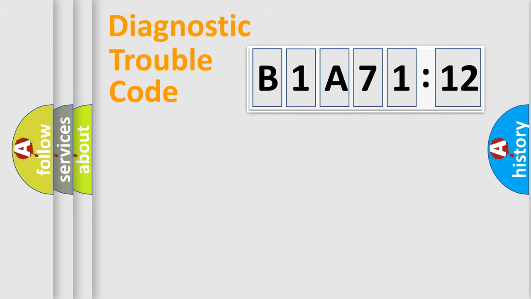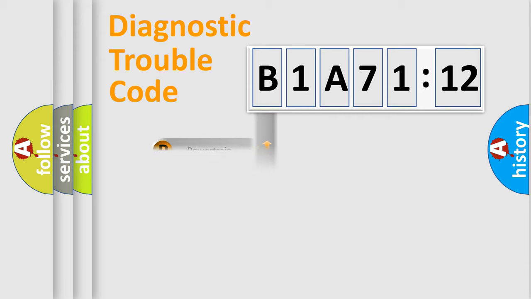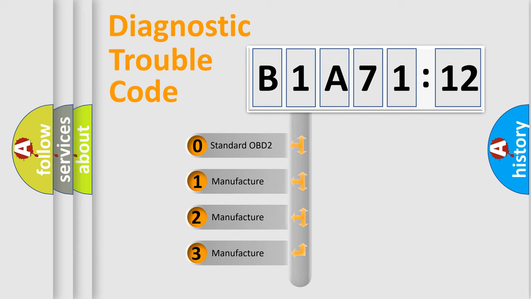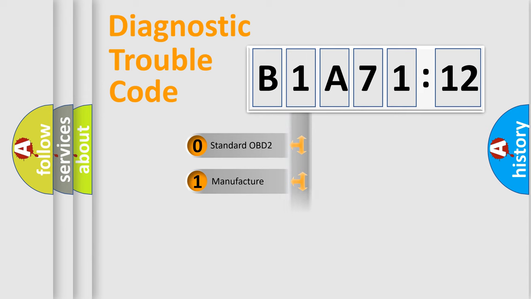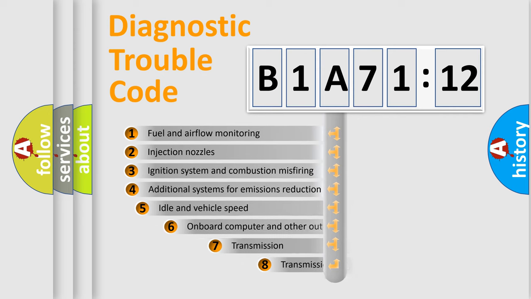Let's do this. First, let's look at the history of diagnostic fault code composition according to the OBD2 protocol, which is unified for all automakers since 2000. We divide the electric system of the automobile into four basic units: powertrain, body, chassis, network. This distribution is defined in the first character code. If the second character is expressed as zero, it is a standardized error. In the case of numbers 1, 2, 3, it is a more prestigious expression of the car-specific error.